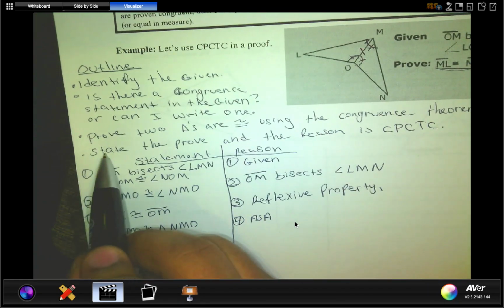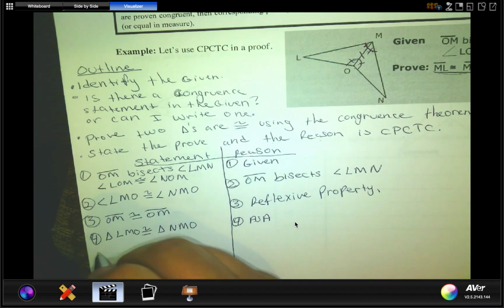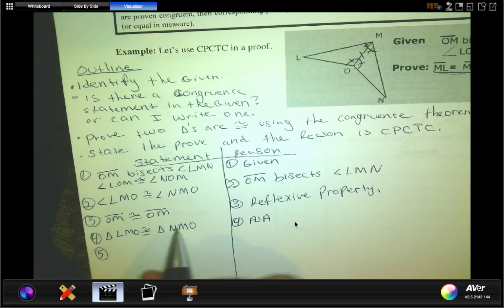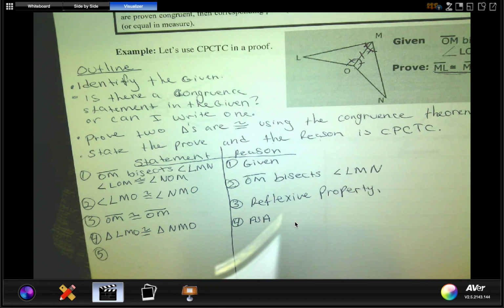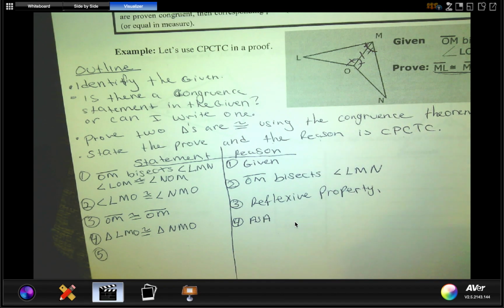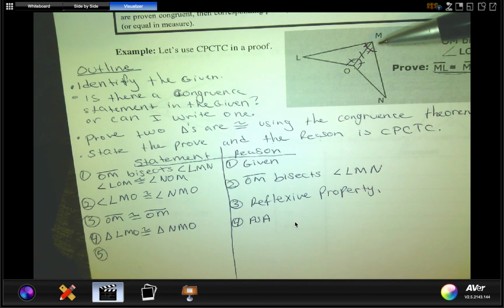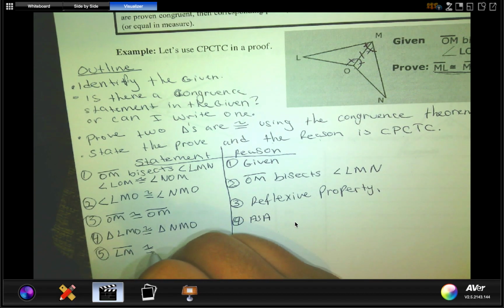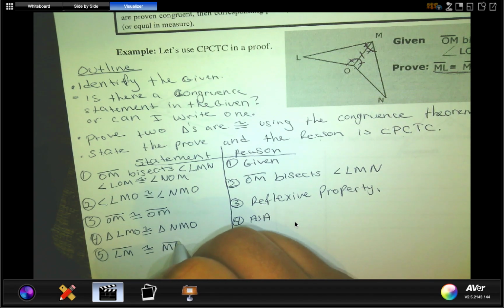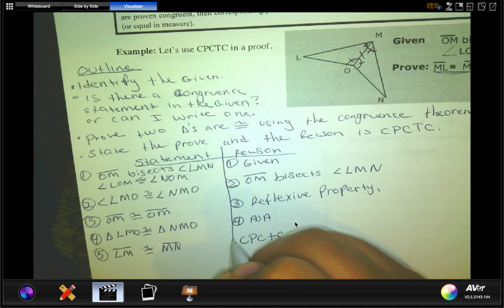Lastly, right, state the proof, and the reason is CPCTC. Well, here's the proof. I'm done. I proved that my 2 triangles are congruent. If the 2 triangles are congruent, then the corresponding sides are also congruent. Well, it happens that LM is corresponding to MN. Therefore, they have to be congruent. LM is congruent to MN, and this is by CPCTC. Reason number 5.